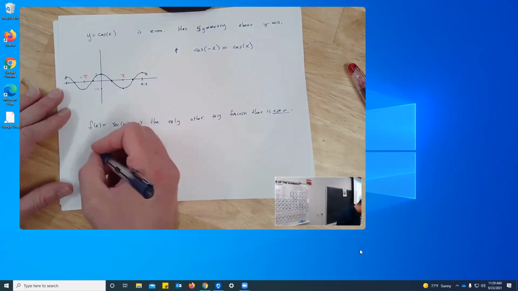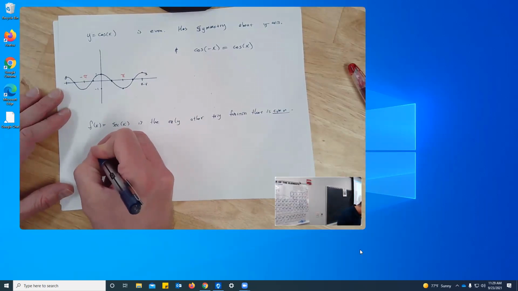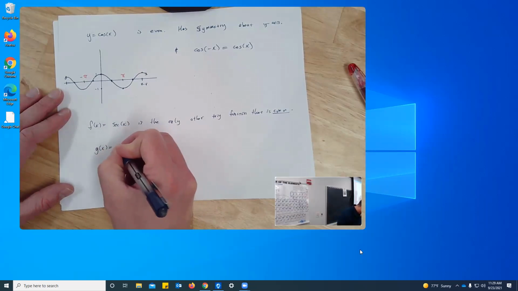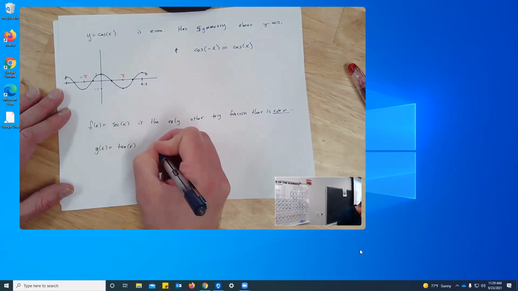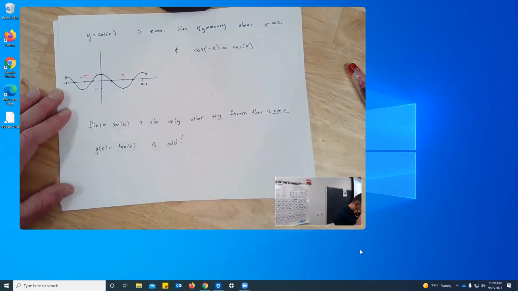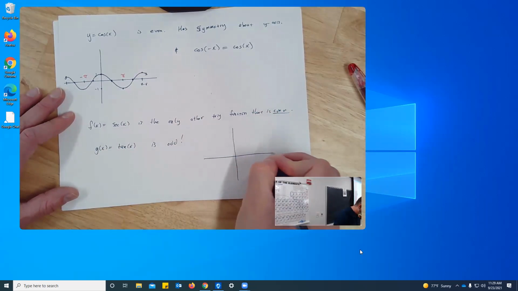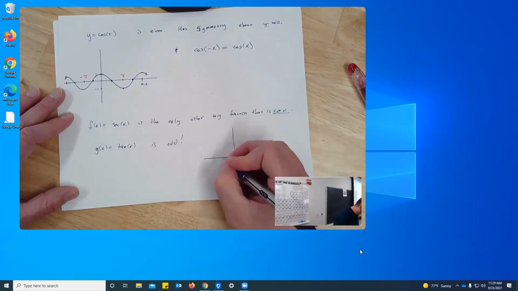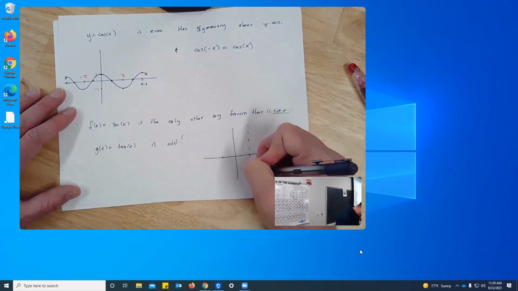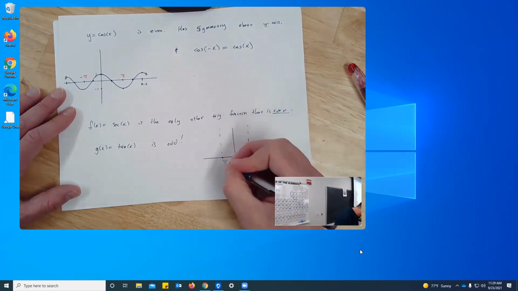We can draw a tangent real quick as well. Tangent of x is indeed odd. And here's what part of it looks like. Usually when we draw a tangent, we draw one period of it, with vertical asymptotes at pi over 2 and negative pi over 2.